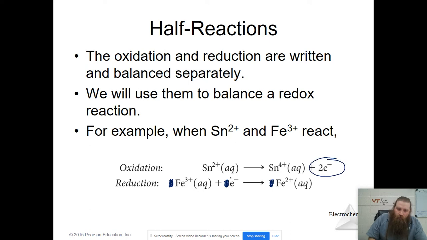We would see we have an issue here. We have 1 electron on the bottom compared to 2 on the top. And so if we balance the reaction using the half reactions and we balance out our electrons, that is one way that we can solve that problem.